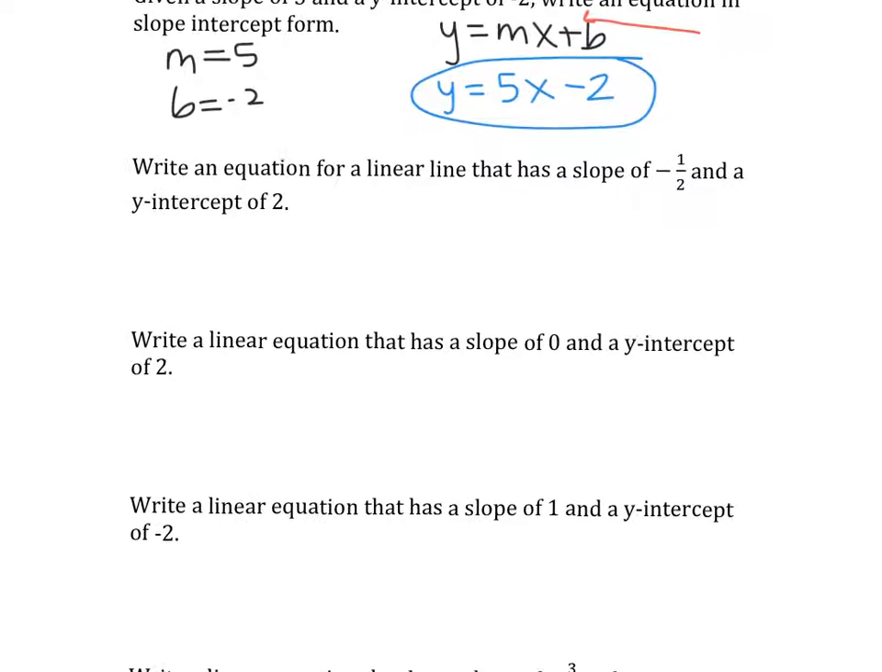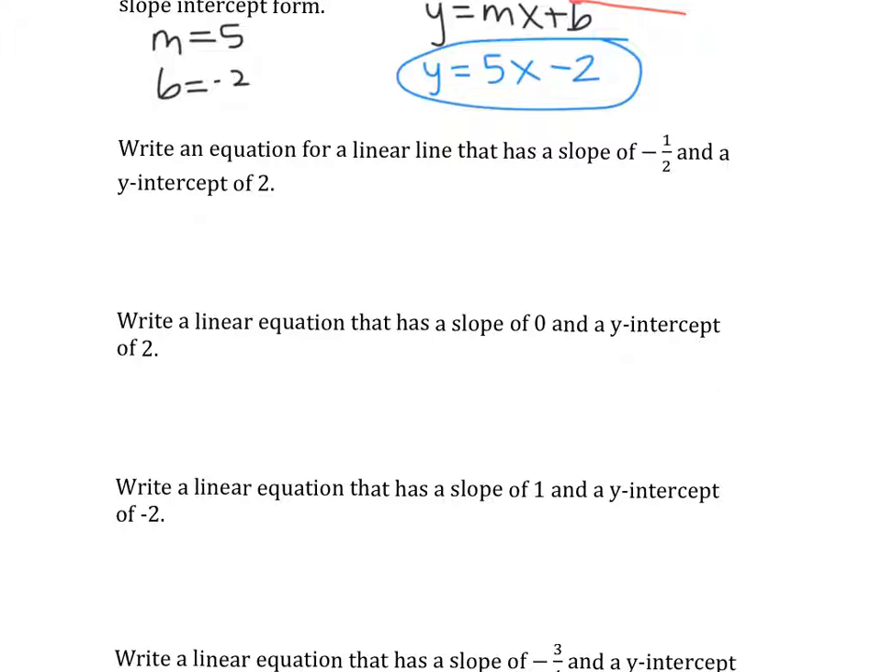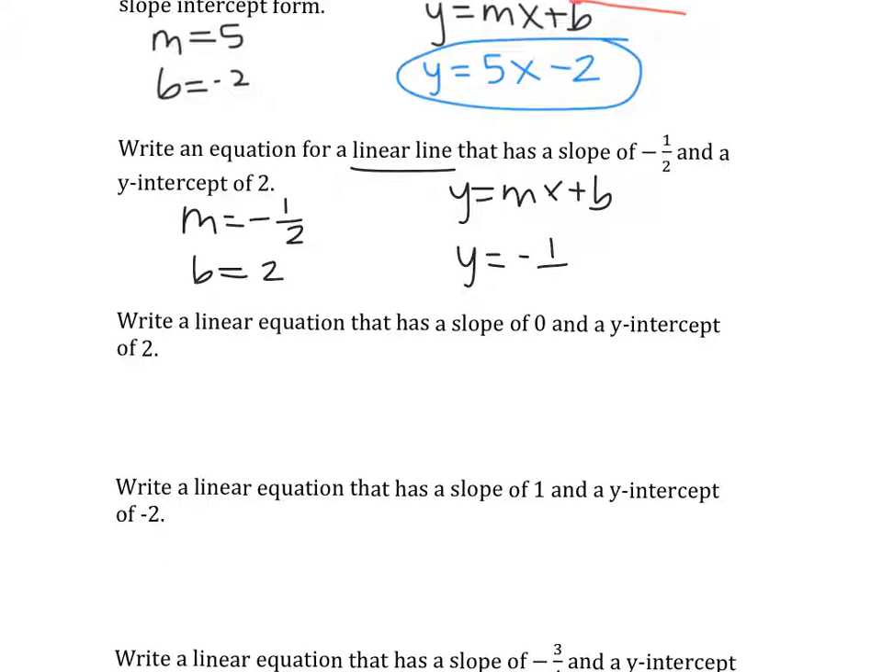All right, let's continue. Let's look at the second example. Write an equation for a linear line that has a slope of -1/2 and a y-intercept of 2. So my slope is -1/2, y-intercept of 2. In a linear line, again, slope-intercept form, what would be a straight line. So that is y equals mx plus b.